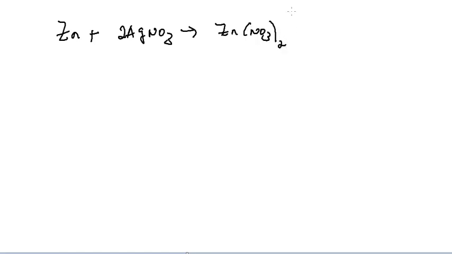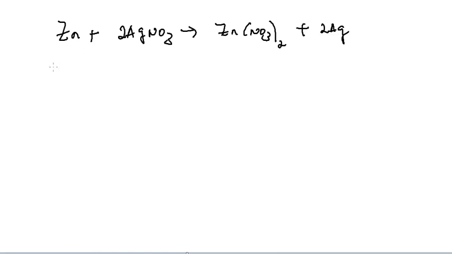So I'm going to write down the equation for you. The equation was zinc reacting with 2 moles of silver nitrate to produce zinc nitrate plus silver. So we want to find out the molar mass of silver nitrate.